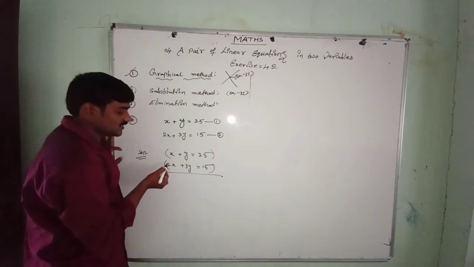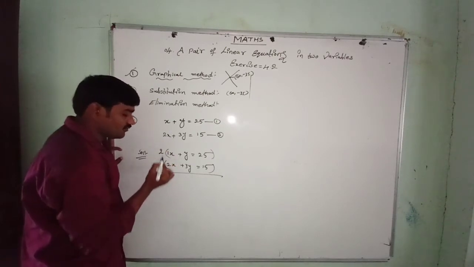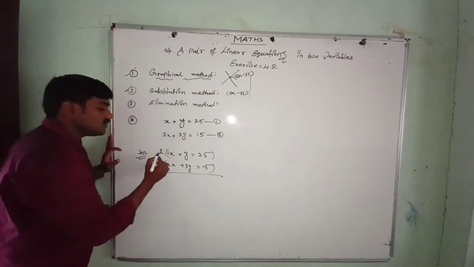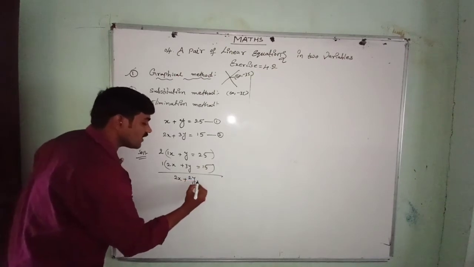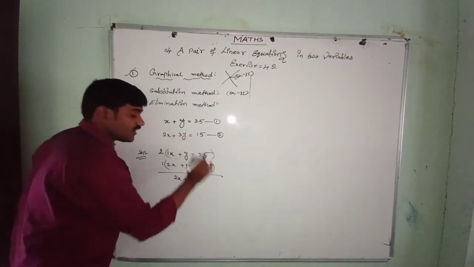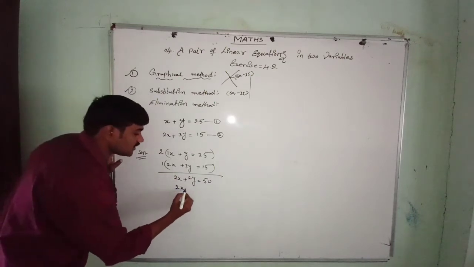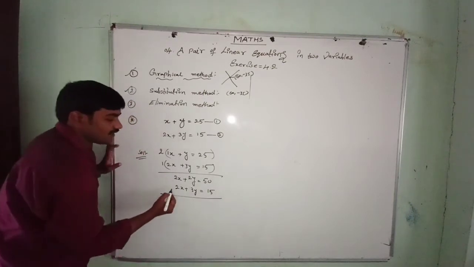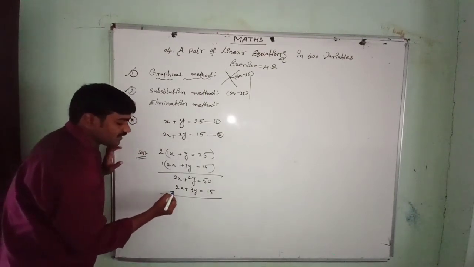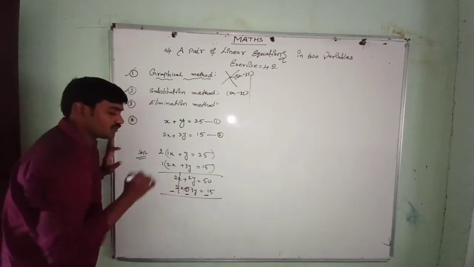To make the x coefficient equal, multiply here the coefficient from here. Here what is there, 1, so with 1 we multiply here. Simple. Now 2 into x is 2x, 2 into y is 2y, 2 into 25 is 50. Now 1 into 2x is 2x, 1 into 3y is 3y, 1 into 25 is 50. Now we have to multiply the second equation with minus, to cancel both.